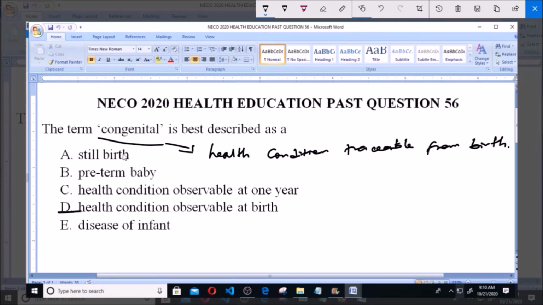Stillbirth simply means infants that die after delivery. That's what stillbirth represents. Preterm babies are babies that are not matured before delivery. These kind of babies are usually kept in incubators to mature, maybe probably because their lungs have not been fully matured and might collapse when exposed to the air or atmosphere.